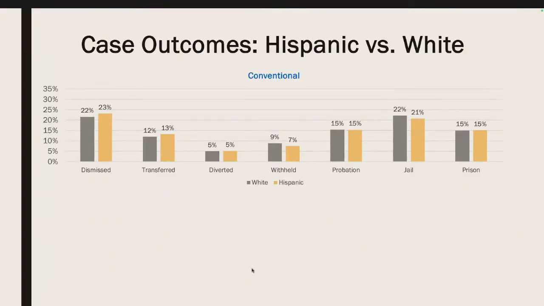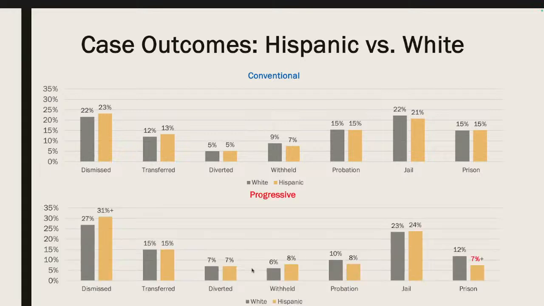In terms of racial disparities, what we find in jurisdictions with conventional chief prosecutors is there were no disparities between whites and Hispanics. The same thing is generally true in progressive jurisdictions, except that in progressive jurisdictions, Hispanics were less likely to receive prison sentences than whites. So in Florida, Hispanics are not generally disadvantaged on average, and it doesn't depend on whether you have a conventional chief prosecutor or a progressive chief prosecutor.